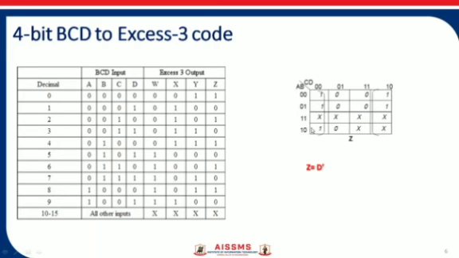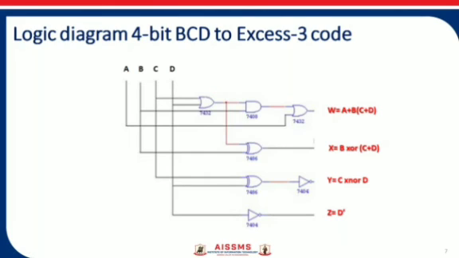Out of these 4 rows there will be nothing common, but between these two columns the 0 value is common here, and that 0 belongs to D, so it will be reflected as D bar. So the expression for Z is Z equals D bar. So now we are ready with all the expressions required for the XS3 bits, that is W, X, Y and Z. So the next process will be a logic diagram.